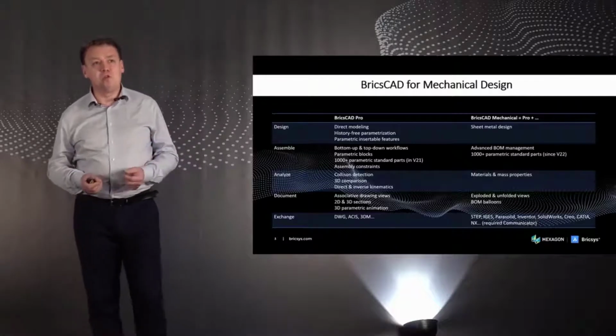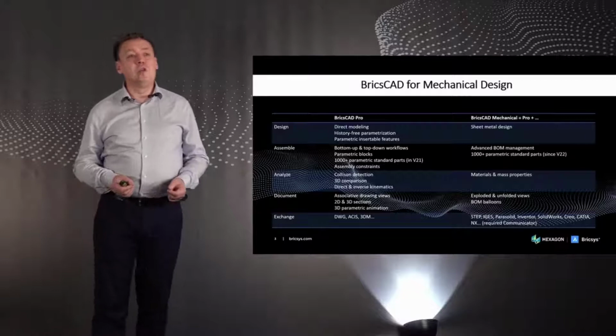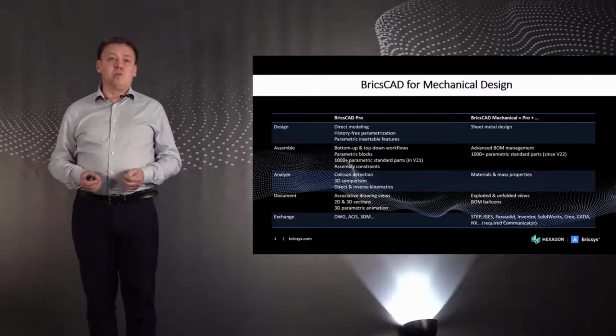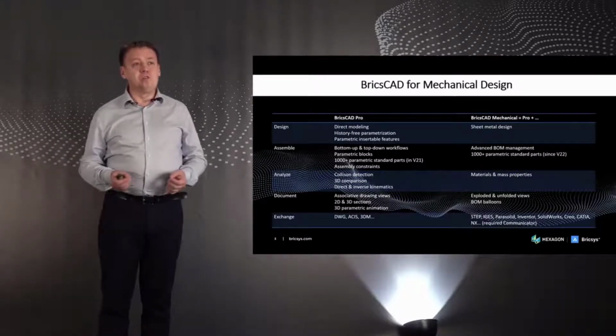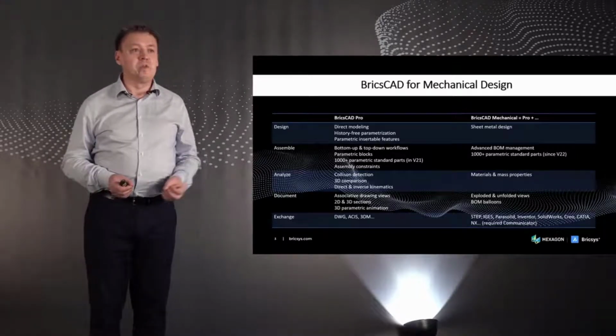The powerful technology of parametric blocks and components serves as a base for top-down and bottom-up assembly design, where the same 3D constraints play the role of assembly mates, which allows you to easily assemble your products and analyze kinematics of its moving parts. In your assemblies, you can use more than 1,000 parametric standard parts of different categories: fasteners, machine parts, structural shapes, and piping. BricsCAD Pro also allows you to find collision between parts and compare their geometry.